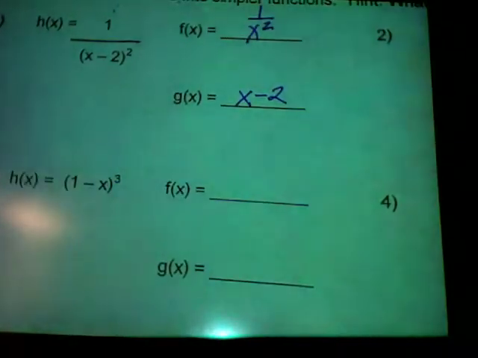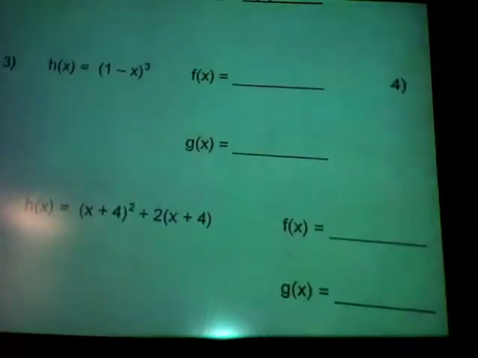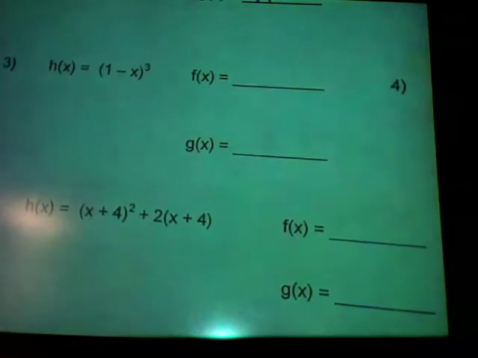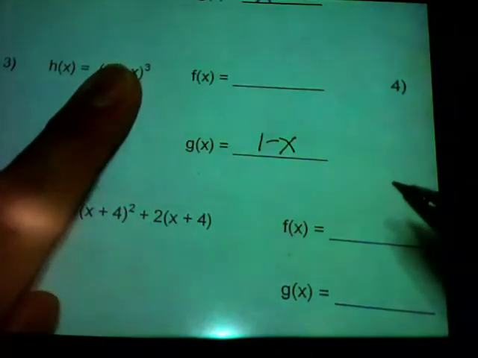All right, so what's in parentheses? 1 minus x. Yeah, so that's your g of x, 1 minus x. And then cover that up. What are you going to write? X cubed. You got it. So that's not so bad, are they?